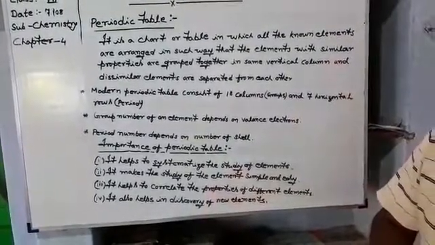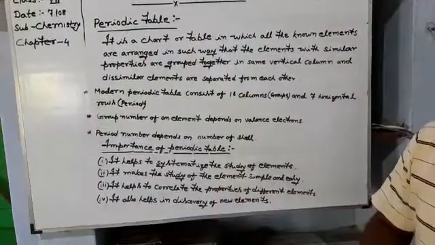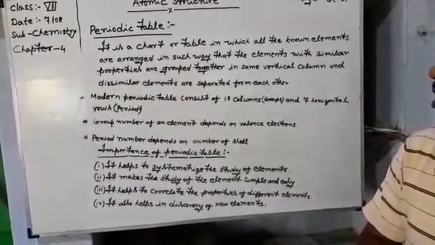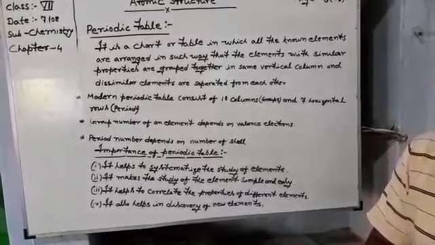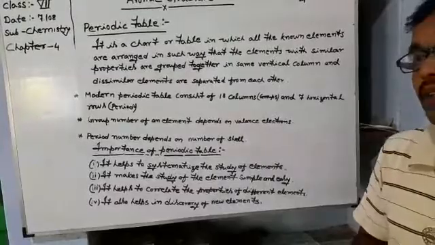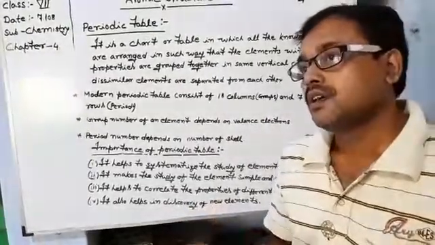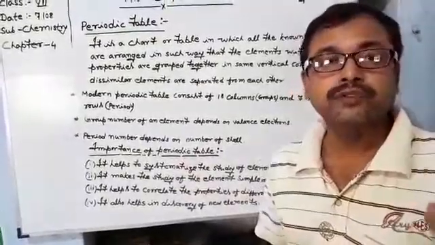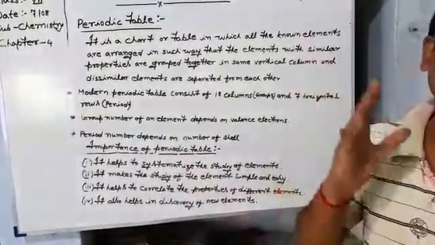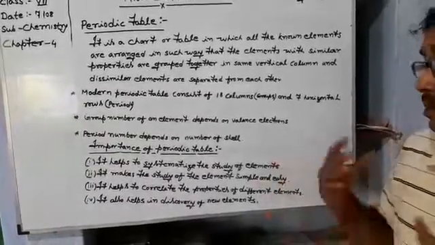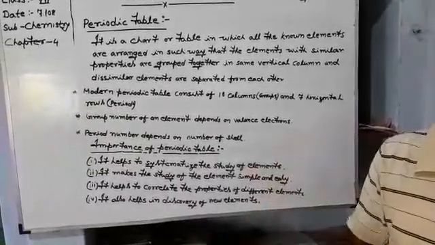Clear? And it is very important for us. Why is the periodic table very important for us? Because it helps to systemize the study of the elements. That means if we know one element of a particular group, by knowing the properties of that element, we are able to know the properties of the other elements of that particular group.